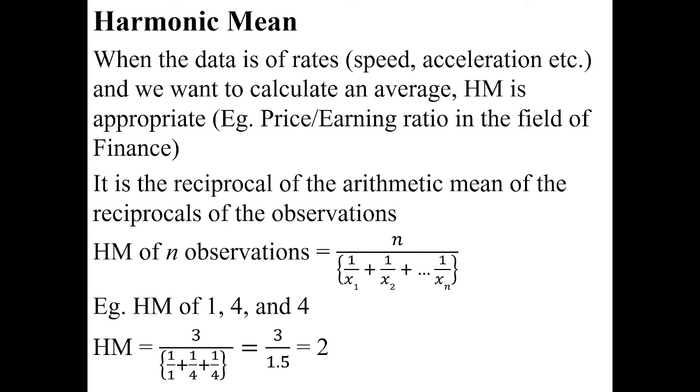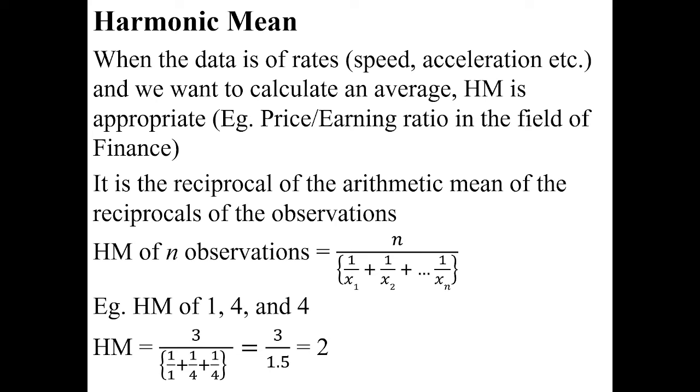Now, the third mean that we are going to discuss is the harmonic mean. This type of mean is appropriate when the data is of rates, speed, acceleration, or ratios, and you want to calculate an average. It is most often used in the field of finance, for the price to earning ratio, the PE ratio, if you are to calculate the average PE ratio of shares. The harmonic mean is very useful there.